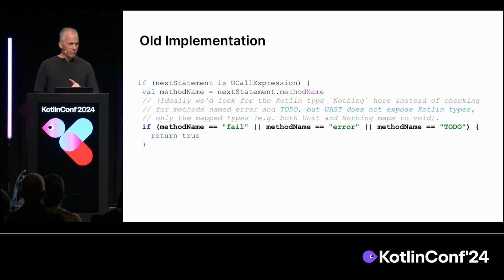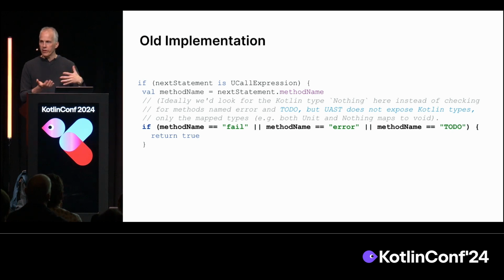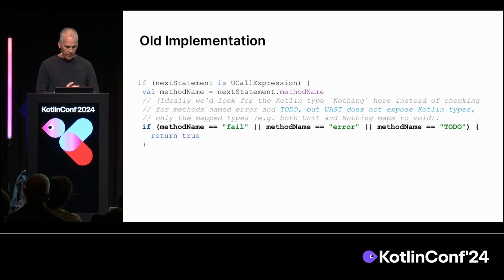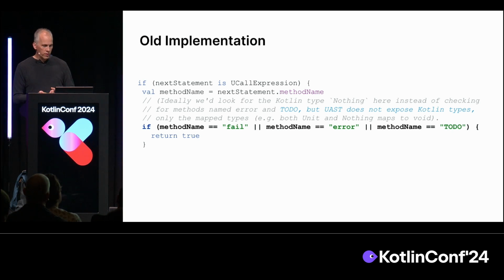And here's Lint's old way to handle this scenario. It just had a hard-coded list of these nothing returning methods, error and to-do. It would also look up the containing class to make sure that those are the methods from the Kotlin standard library. I've skipped that here. But this is super hacky, and more importantly, it doesn't work for library code or your own code using the nothing return type.